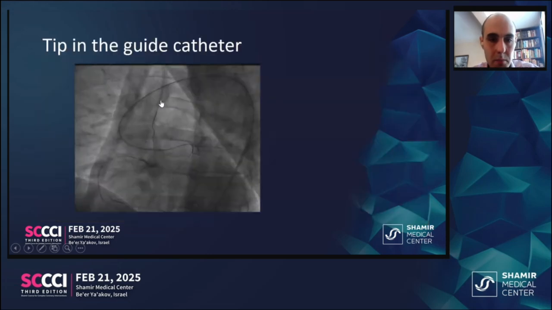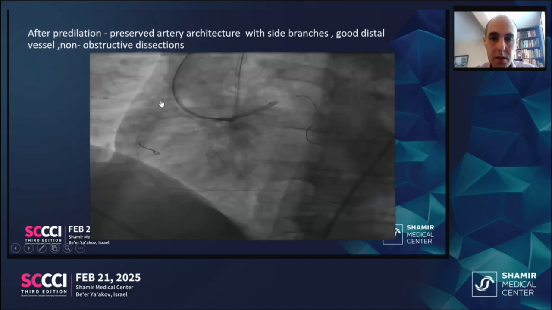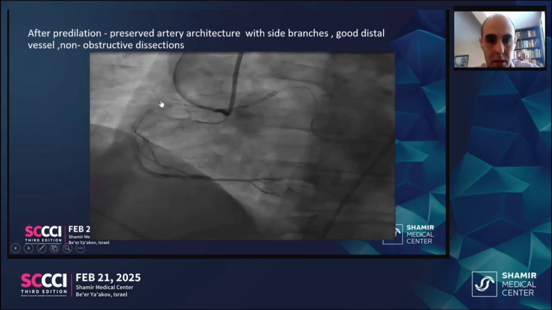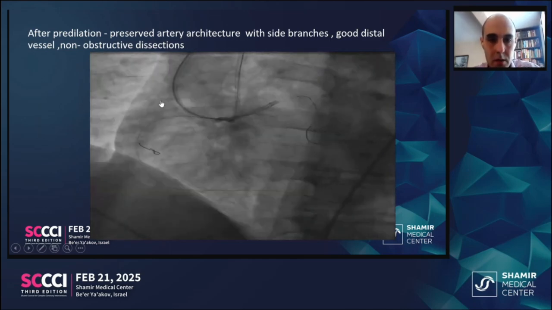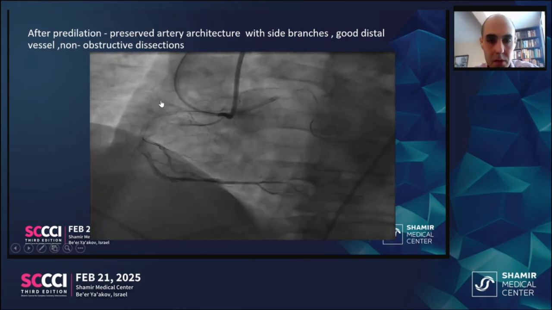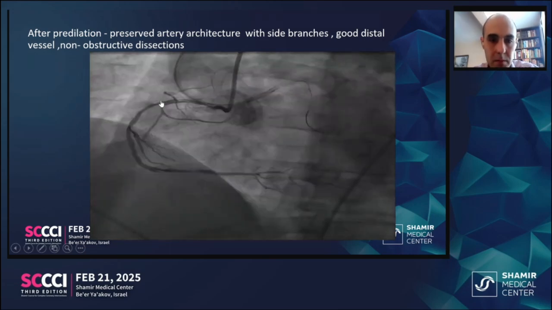We did a tip-in the guiding catheter, and then we did some predilations of the RCA and prepared the artery. So this is the angio that we got, patent side branches, good TIMI flow in the RCA, maybe some dissections.